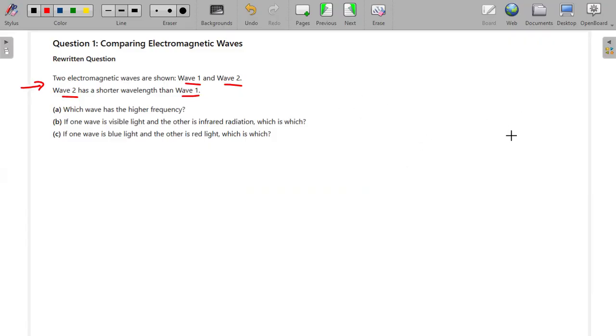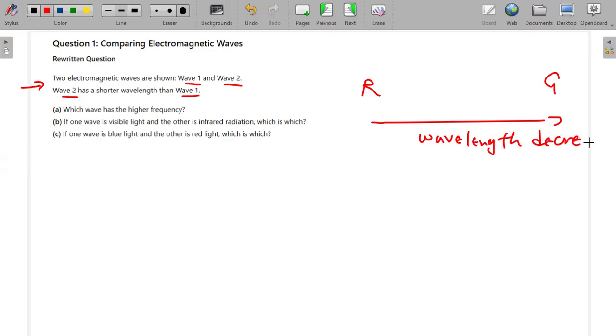I'm just going to write that mnemonic. Remember, it started with the radio waves and ended with the gamma rays. From the radio waves to the gamma rays, what was happening to the wavelength? The wavelength was decreasing. So if I'm moving from radio waves to gamma, my frequency will be increasing. And whatever happens to the frequency also happens to the energy.